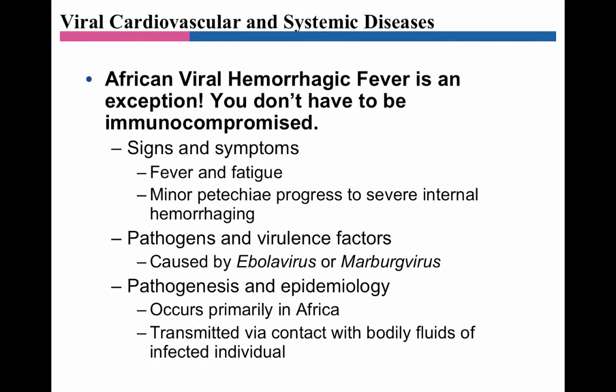All right, so an awesome example that you guys have probably heard of is African viral hemorrhagic fever. This is an example of a cardiovascular and systemic infection. This is also one that goes very much against most of the guidelines that I've just given you. So I just said that most of the time you have to be immunocompromised. You have to be weakened in some way. And that's how septic type infections arise. However, in this case, it's not true.